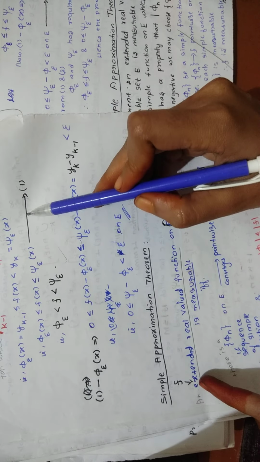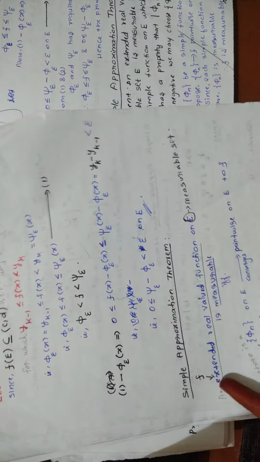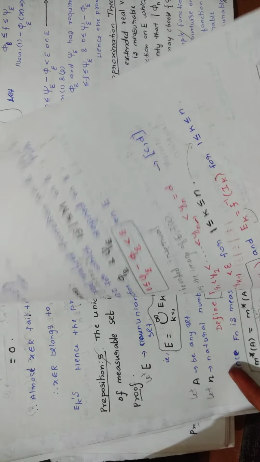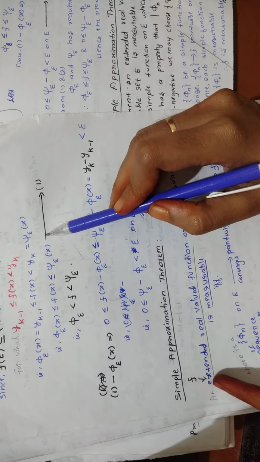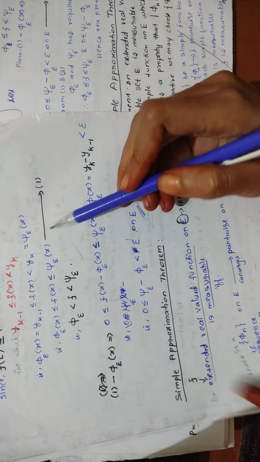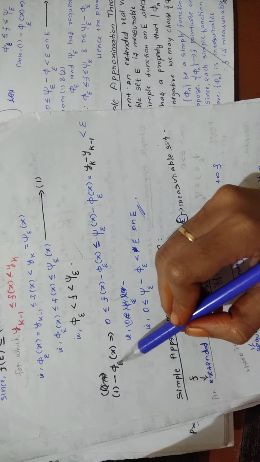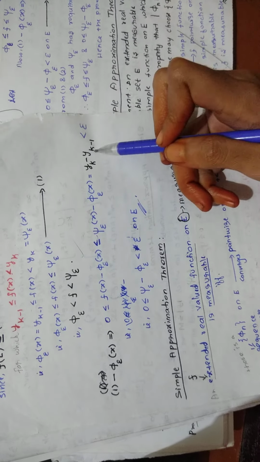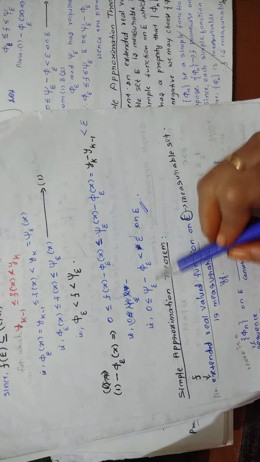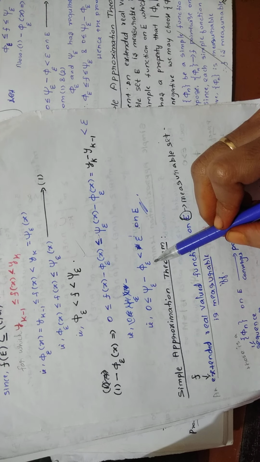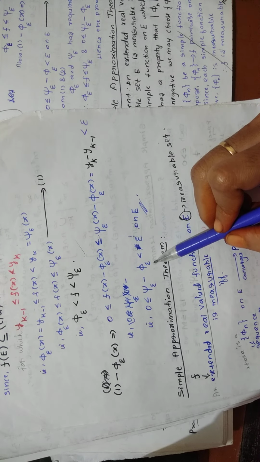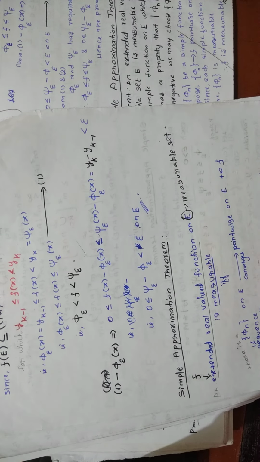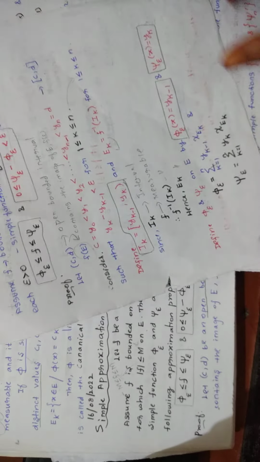Now the intention is to prove the second approximation property. Mark this as equation number 1. Subtracting pi epsilon of x from equation 1, we get this, and this is the second approximation property that we have to prove in this lemma. So finally you have proved both the simple approximation properties. Is that clear?